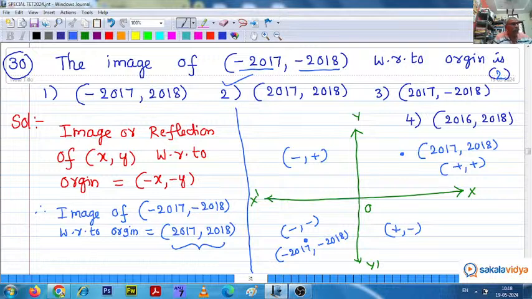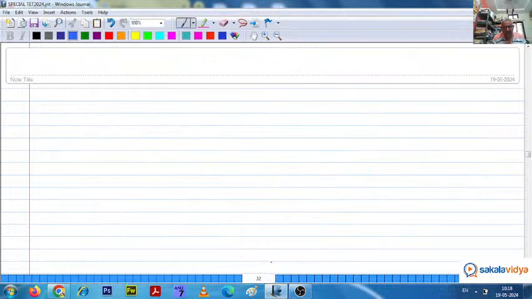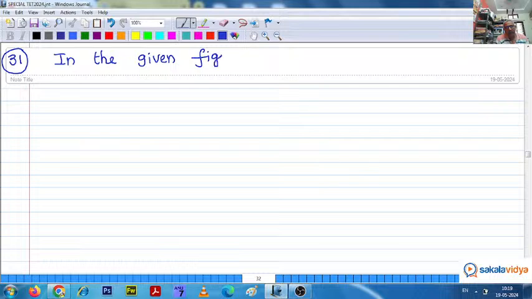Let us move to 31st question. 31st question. In the given figure, O is the center of the circle.